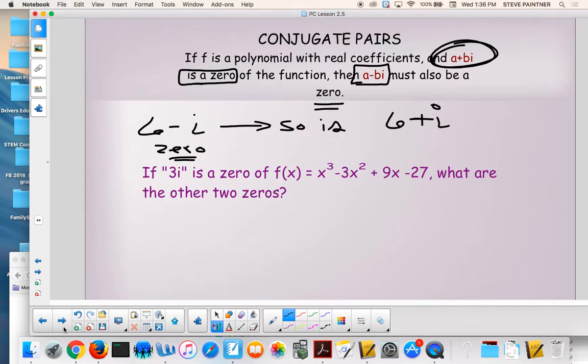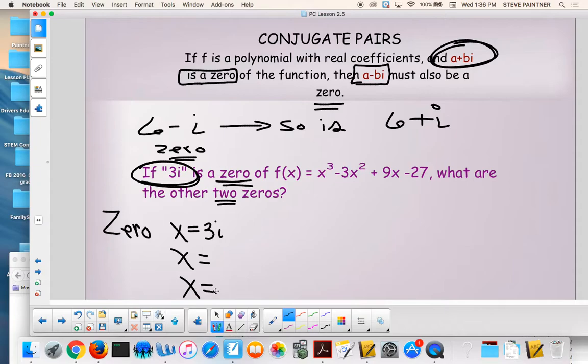All right, let's do this one. If 3i is a 0 of this polynomial, what are the other 2 zeros? So, I know 3i is a 0. What are the other 2 zeros? There's 2 more, guys. Anybody know? -3i, the conjugate pair, yes. Okay, so you got one of them.